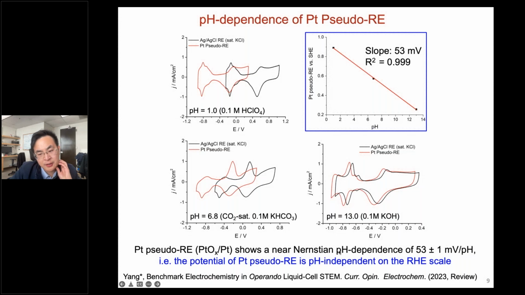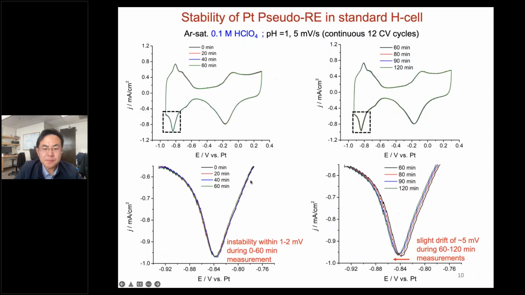a review paper we have in Current Opinion in Electrochemistry that came out in early 2023, which covers a much more in-depth discussion on the calibration of the platinum reference electrode, and also what's the effect of the pH, the cation, anion. You would see a discussion on that in this review paper later.